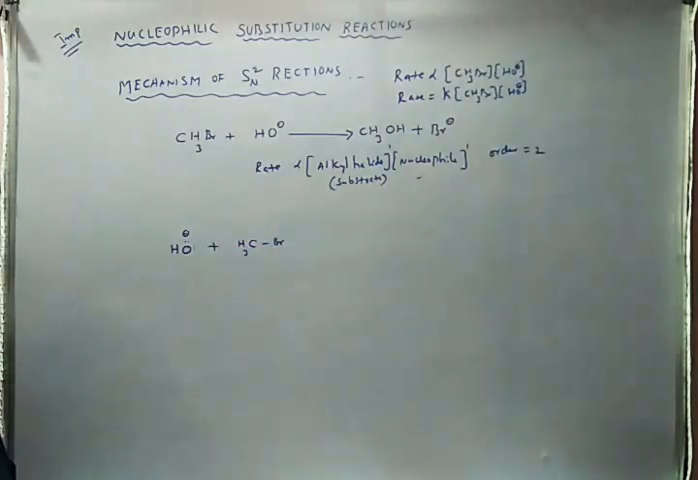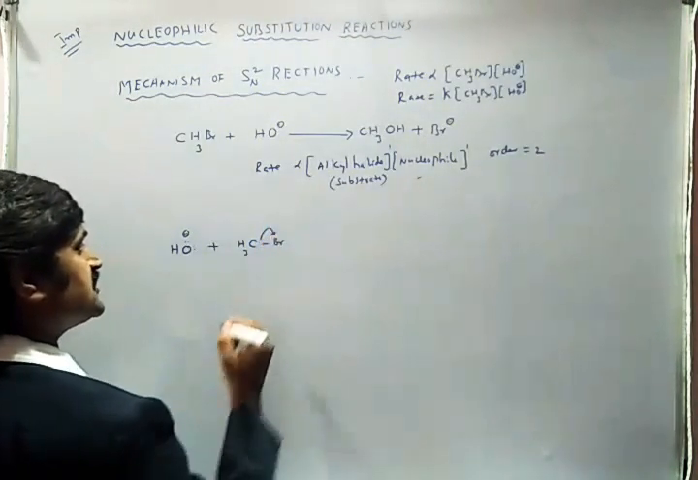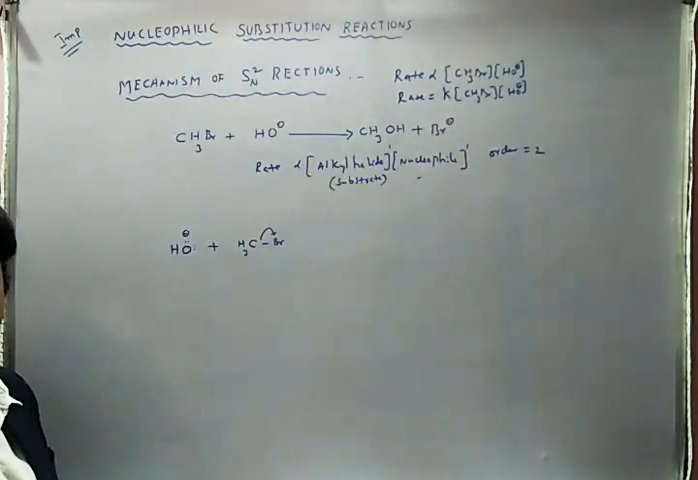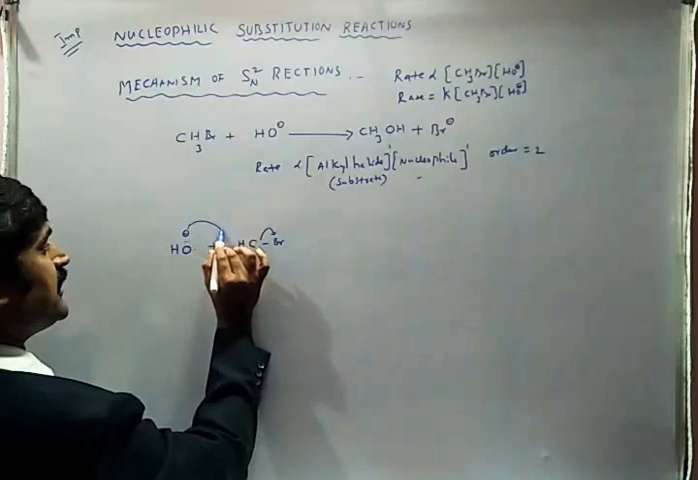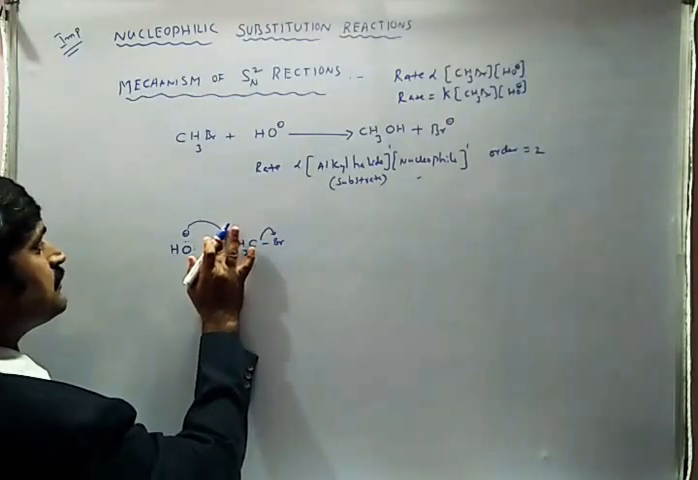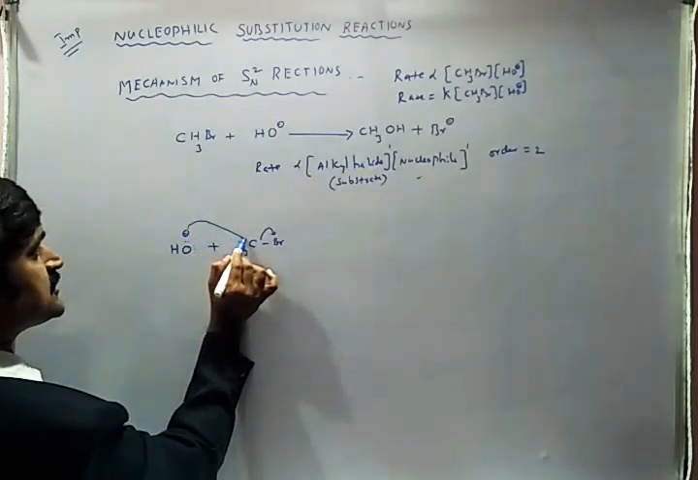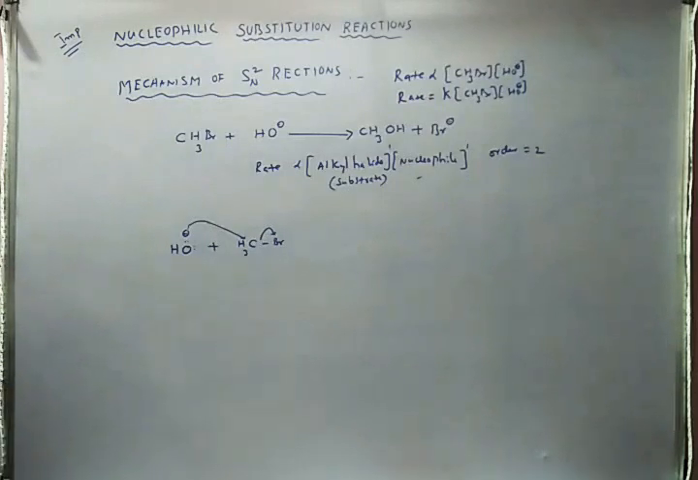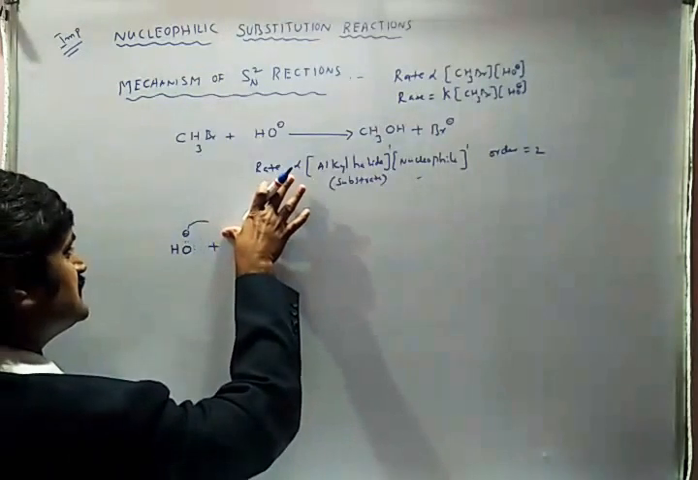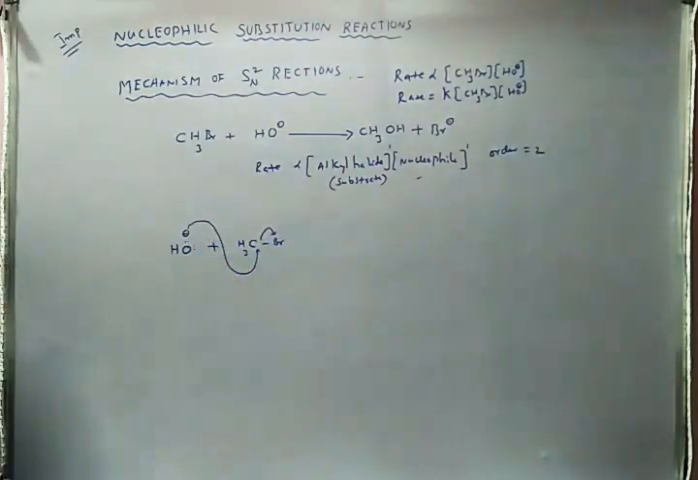This is the carbon, and the bond between carbon and halogen is completely shifting towards the halogen. At that time, what will happen? The negative charge of the nucleophile starts moving towards this carbon. That is the main aspect of this reaction. Or you can also write it in a different way, with an arrow mark like this. Okay, so after that, what is the product?